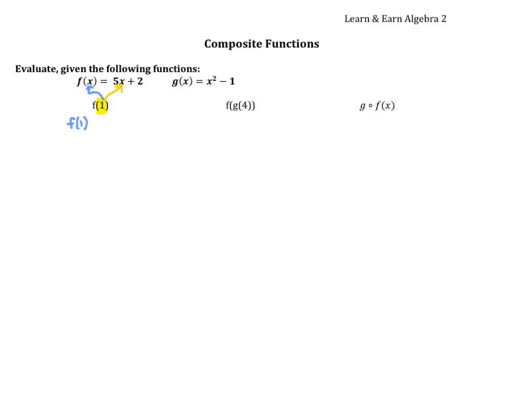because don't forget you're plugging it in wherever you see an x, equals 5 times 1 plus 2. Now I'm going to simplify. F of 1 equals 5 times 1 is 5 plus 2, so f of 1 is going to be 7.